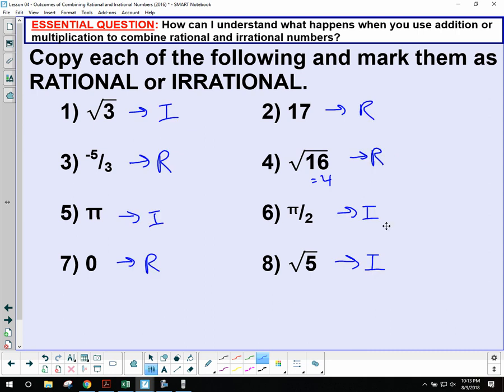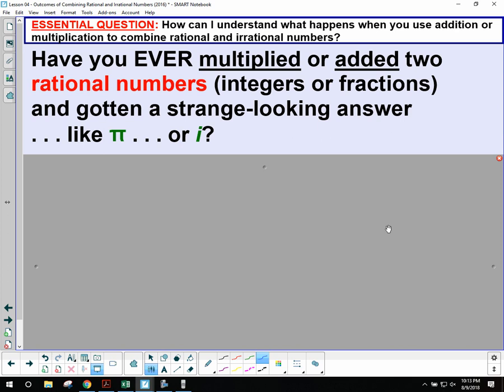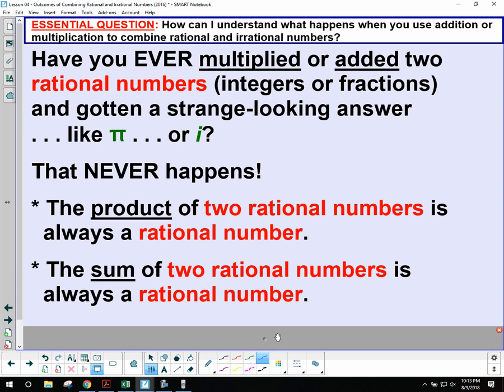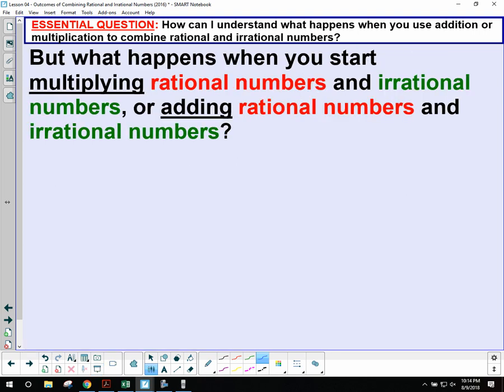So, have you ever multiplied or added irrational numbers, integers or fractions, and gotten a strange looking answer like pi or i? That never happens. Okay? The product of two rational numbers will always be rational, and the sum of two rational numbers will always be rational. Good stuff. You'll learn that in advanced algebra. It's for imaginary numbers. But what happens when you start multiplying rational numbers with irrationals or adding rational numbers and irrationals? Well, you get those irrational numbers.